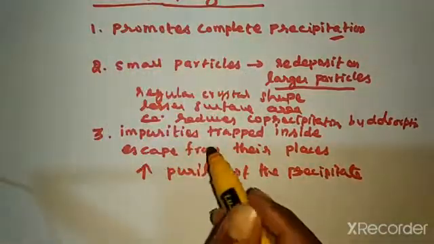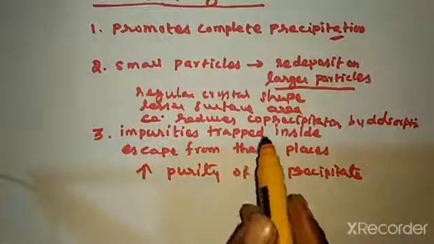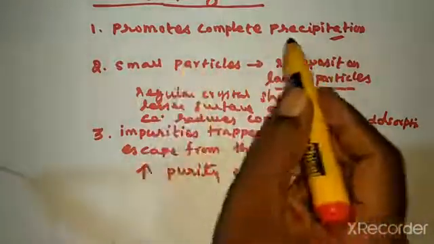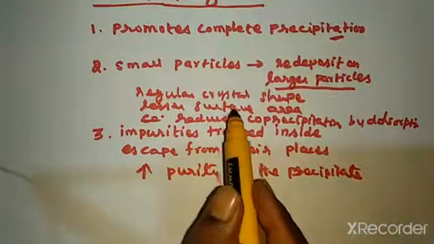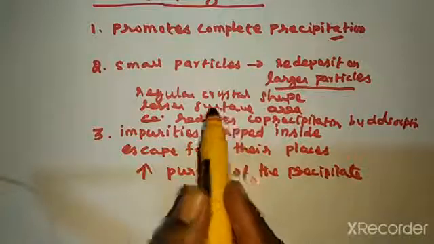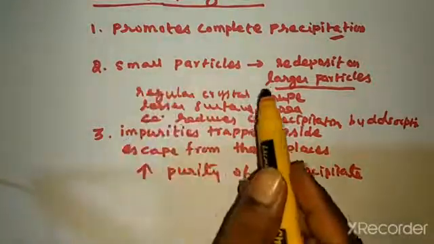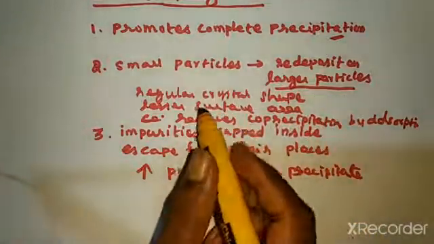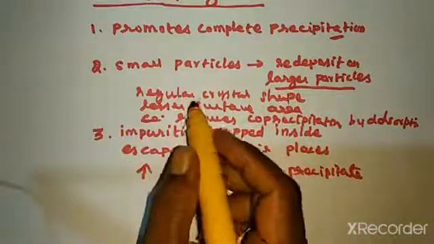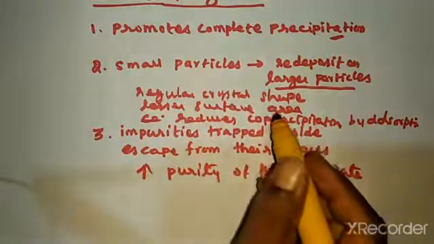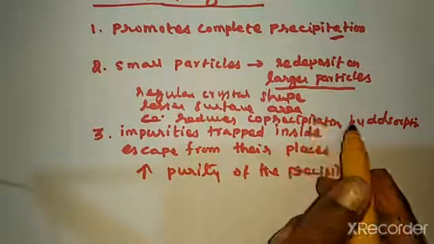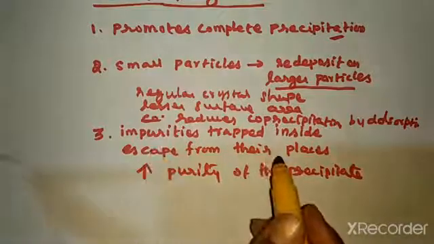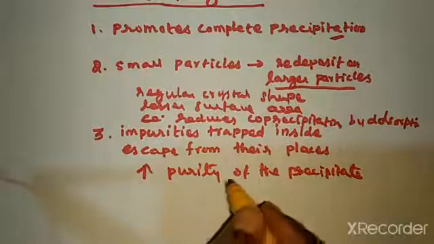So now we have discussed the effect of digestion. When you are digesting the precipitate, it promotes complete precipitation, so filtering is easy, and we can calculate the exact amount of ion. During digestion, small particles are converted into larger particles, which converts the precipitate into a regular crystal shape with lesser surface area, which reduces co-precipitation, and impurities present in the precipitate escape during digestion, so it increases the purity of the precipitate.